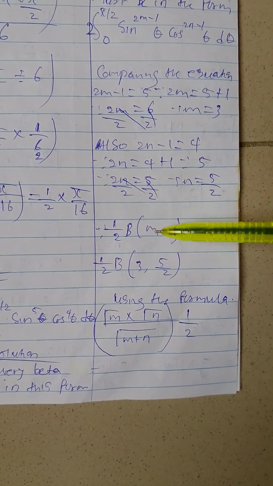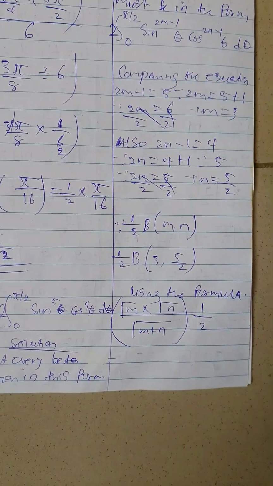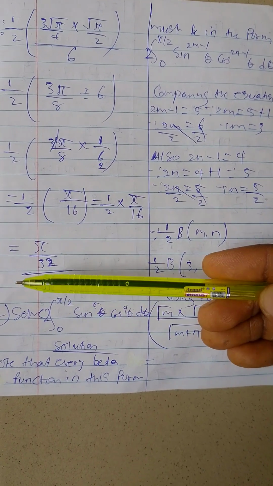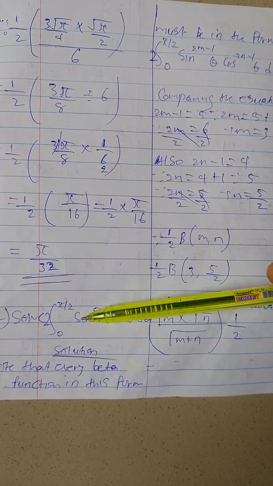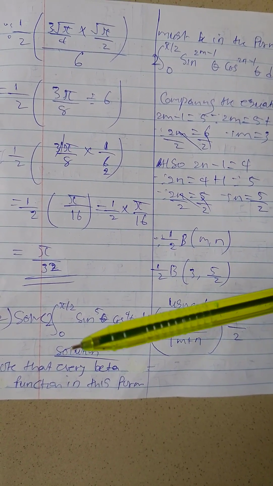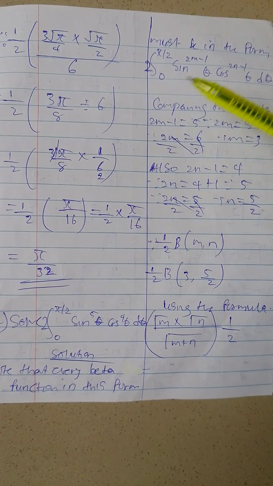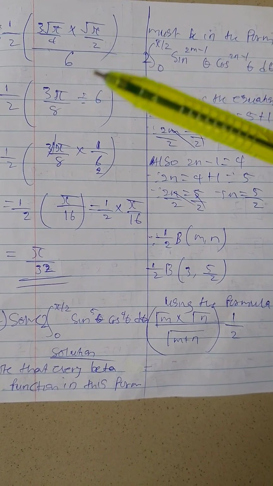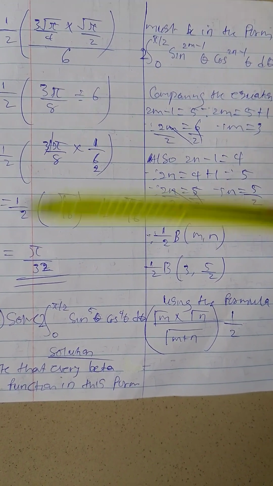Now therefore I have to find the beta function. Always know that the beta function in this form is always multiplied by half. Is always multiplied by what? Half. Please bear it in mind.